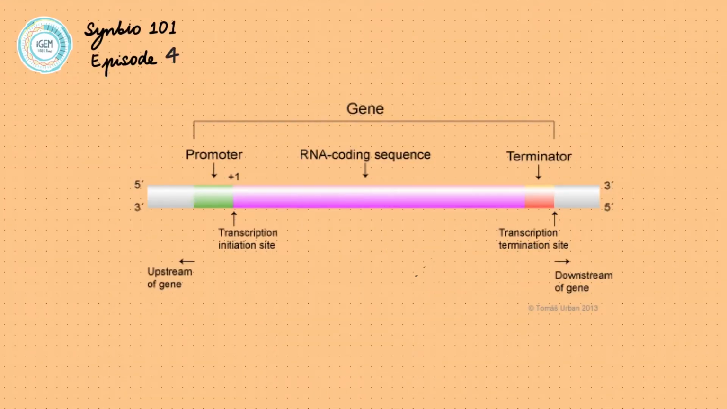Let's take a look at this image from the last video. As you can see, the gene is made up of different basic parts which are colored differently. In synthetic biology, the entire gene is called a composite part or device.